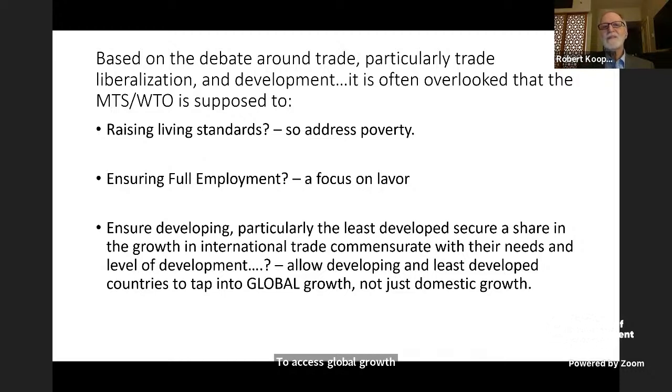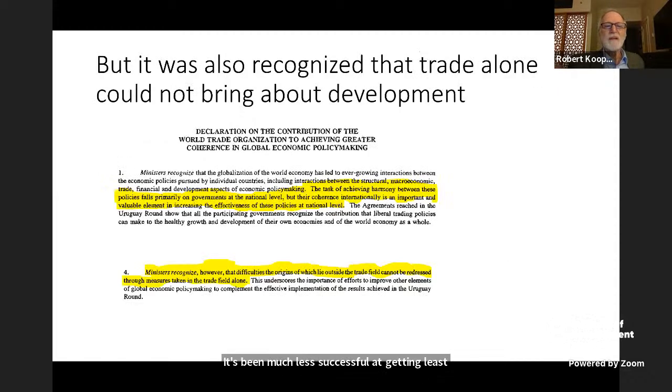And I can tell you, excuse me, just for a second, it's been pretty successful at getting many developing countries to be able to tap into global markets. It's been much less successful at getting least developed countries to tap into global markets. So here's the other preamble that I wanted to talk about.